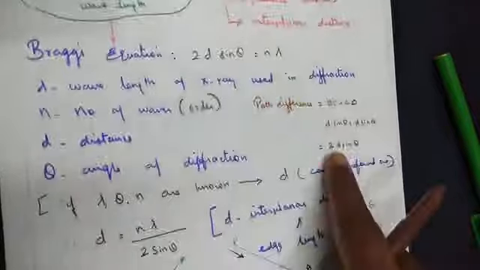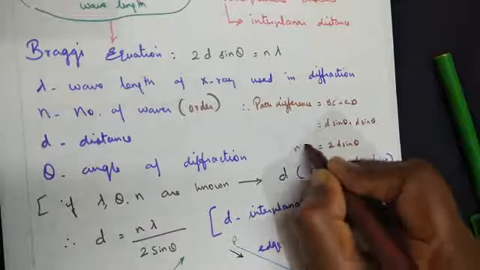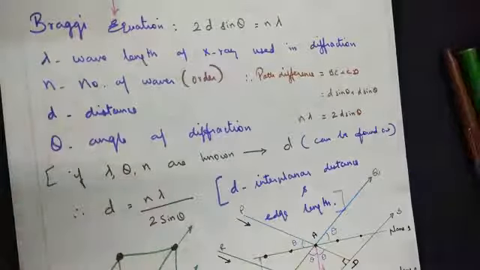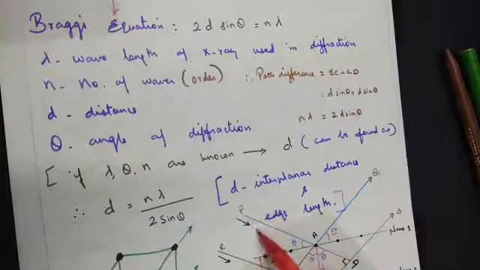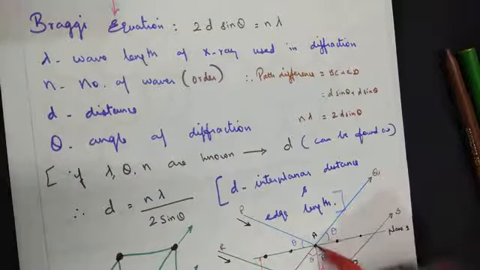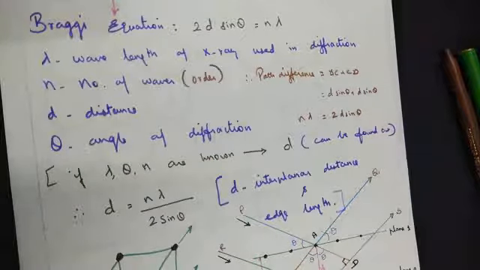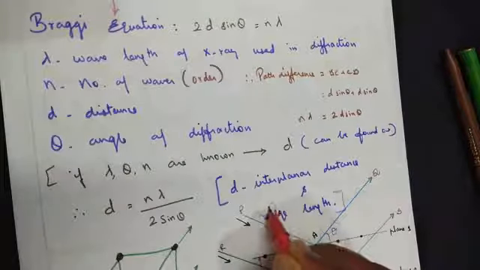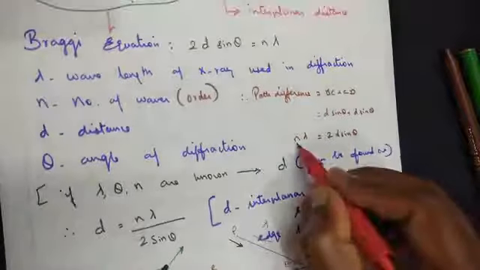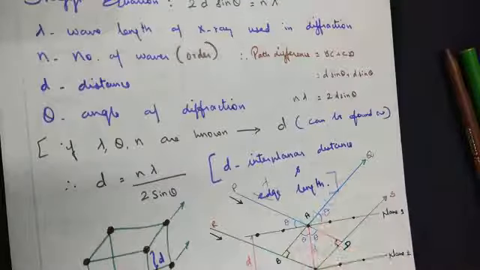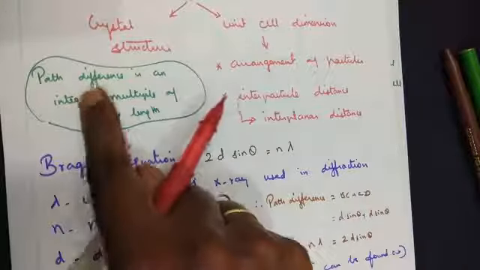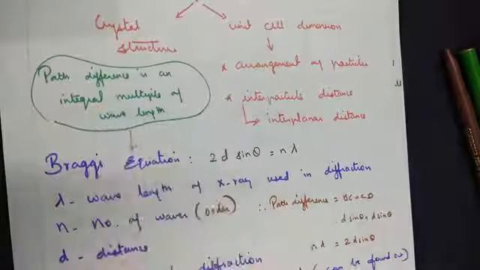So that's what we are coming back to in the formula. Path difference is an integral multiple of the wavelength, so we can substitute that. Now you also know the X-rays travel in the form of a wave, both at the angle of incidence and the angle of reflection. The distance between them is called lambda. Now when we say n here, it is the number of waves calculated from B to C and C to D. So that's the meaning of path difference being an integral multiple of the wavelength.